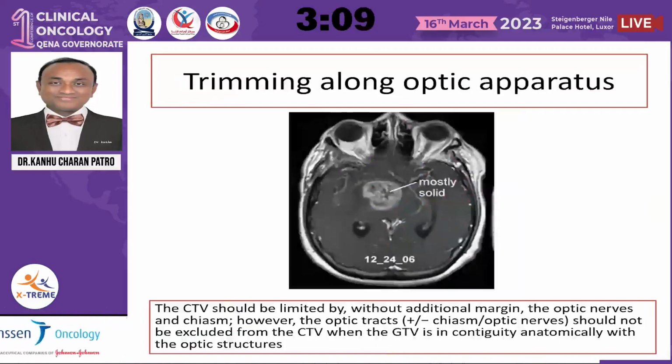Trimming of the optic apparatus: there are two things, T2 abnormality and contrast. If the contrast part is encroaching the optic apparatus like optic nerve, optic chiasm, optic tract, you should not exclude or trim. But for T2 FLAIR abnormality you can trim, and CTV should be limited without additional margin at the optic nerves and chiasm. However, the optic tract should not be excluded from the CTV when the GTV is contiguous anatomically with the optic apparatus.